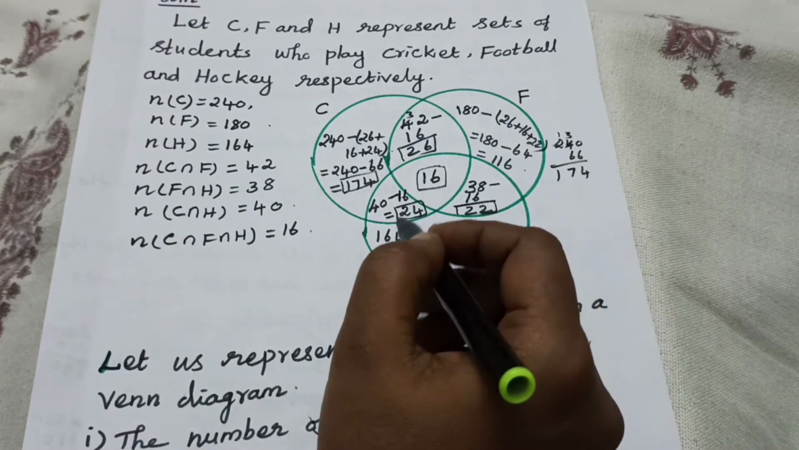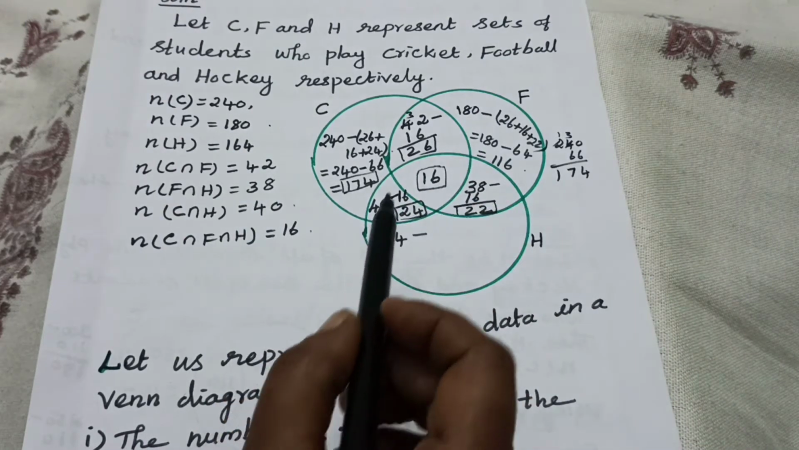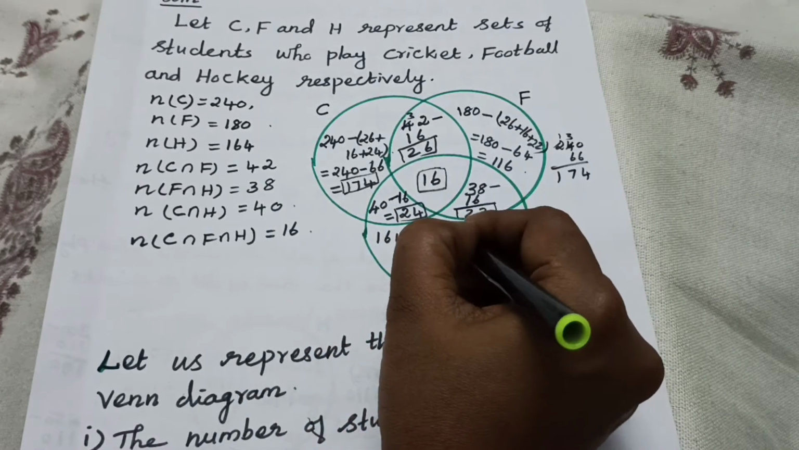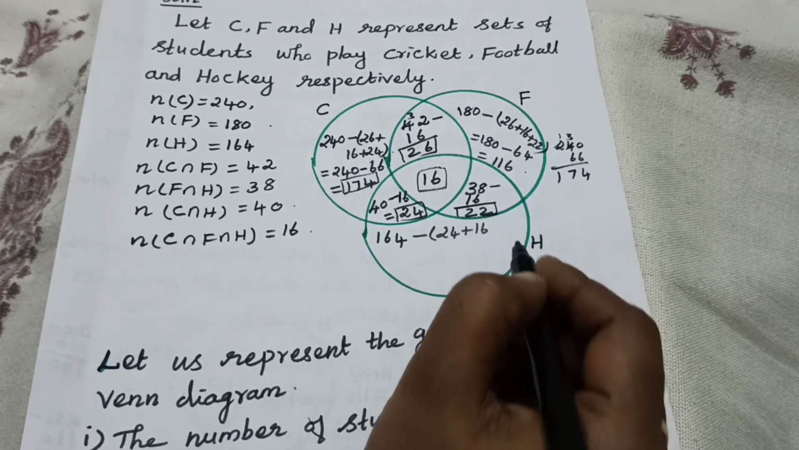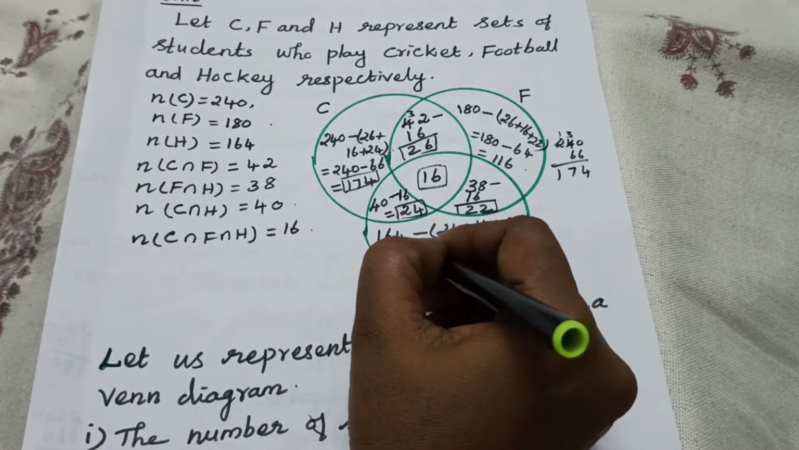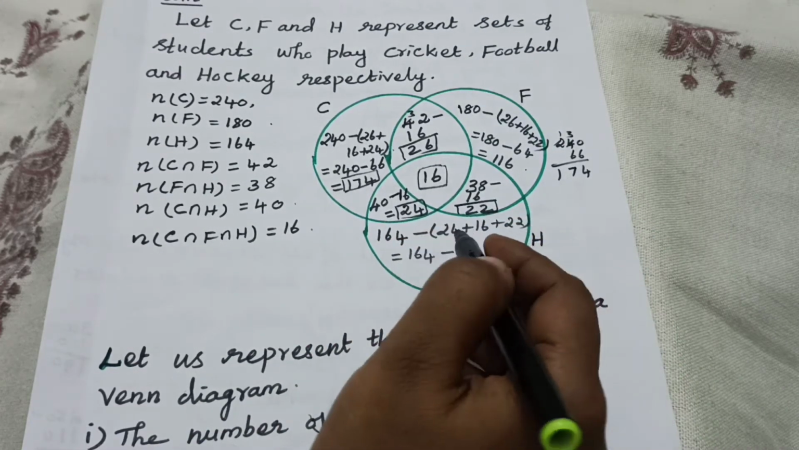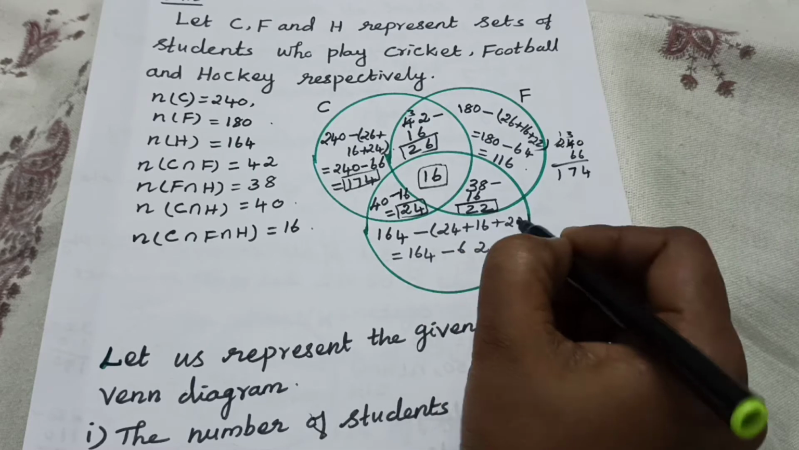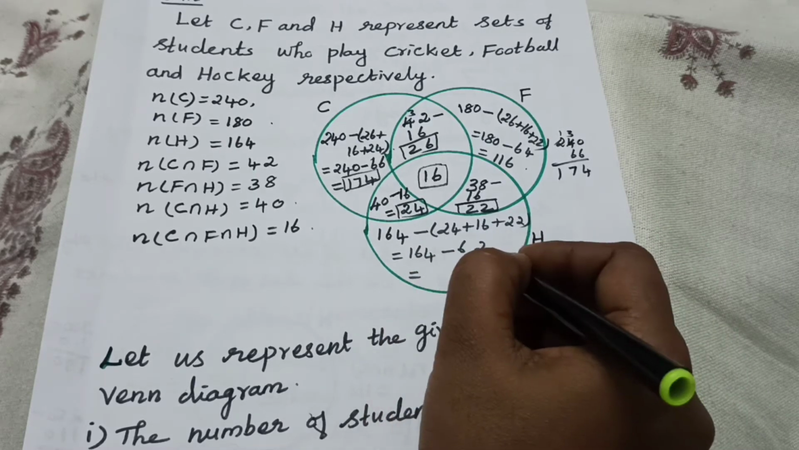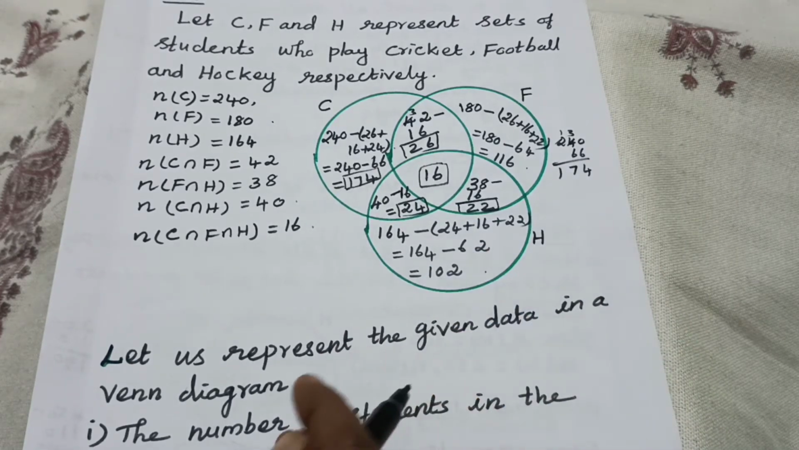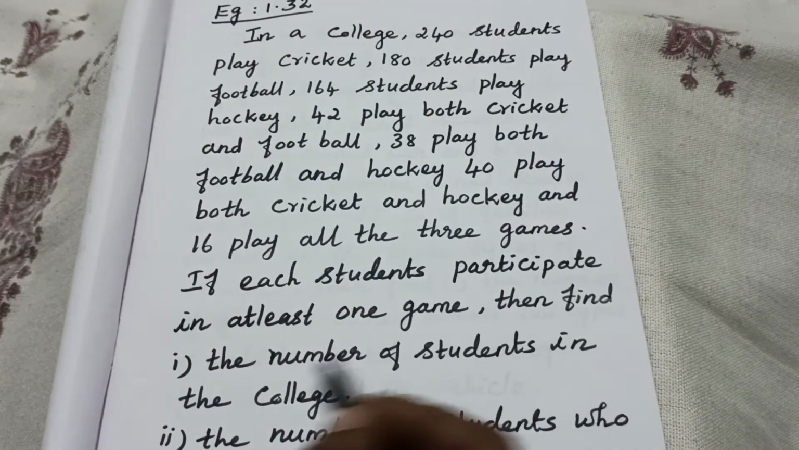Only hockey: the total is 164. From here we have to subtract these three values: 24 plus 16 plus 22. Then equal to 164 minus the sum of these three, which is 62. Then 164 minus 62 is 102. Have you understood? Then our first question is the number of students in the college.